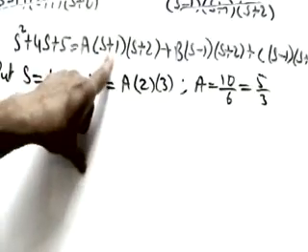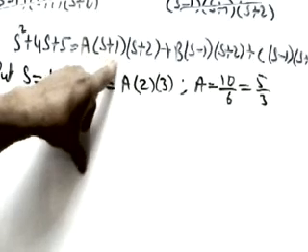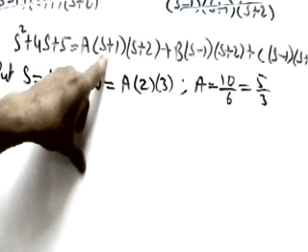In the same way, let me make another term 0. Now watch carefully, what should we keep to make this 0? s plus 1 to make it 0.